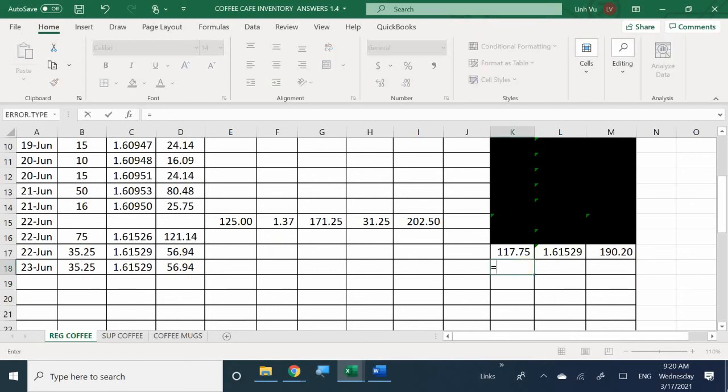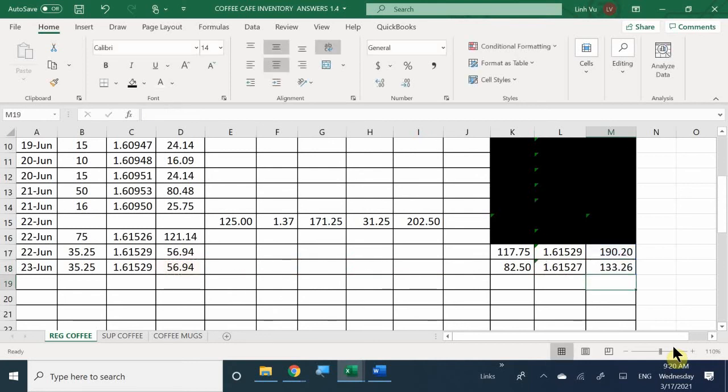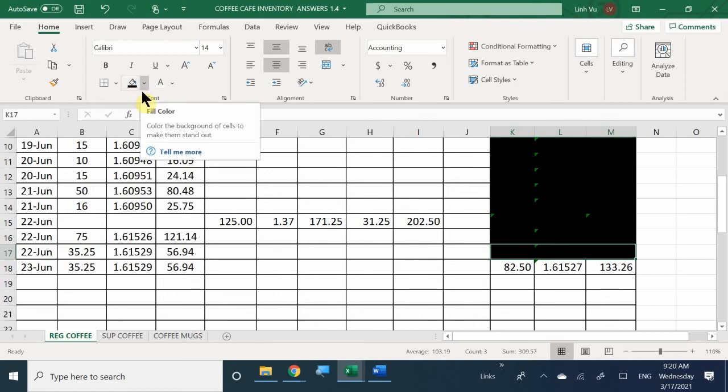Okay, so let's update my inventory. How much should I have remaining? 82.50. All right, and what should be my total cost? 133.26, and my cost per item is calculated. All right, so I can black that out. So there we are, 82.50 pounds left, at 133.26.